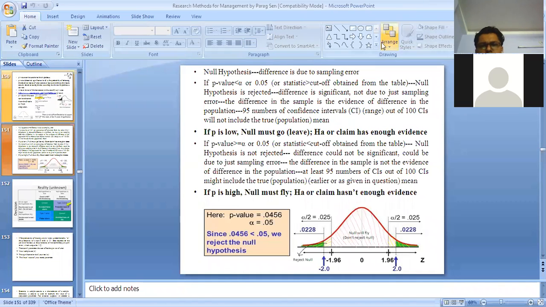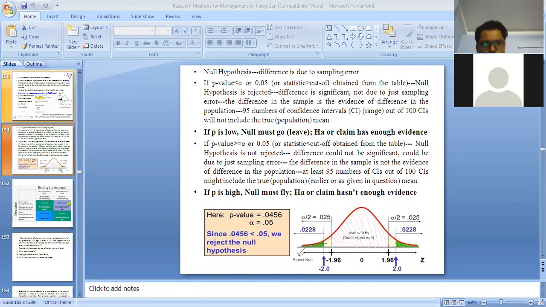So this is the procedure you should keep in mind. In a nutshell, if p is low, null must go; if p is high, null must fly. Okay, you can also take your decisions accordingly.